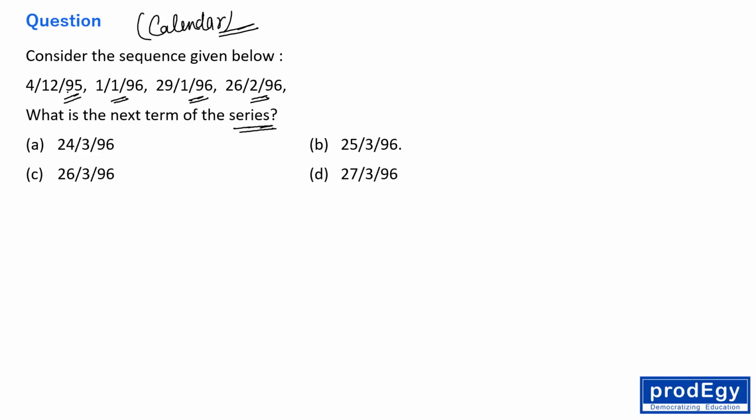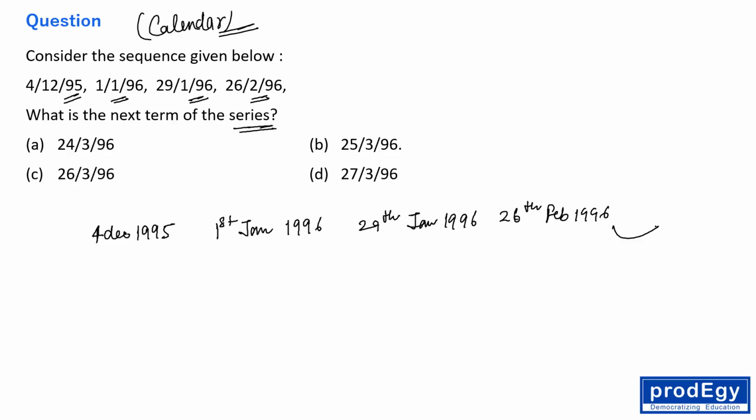This is 4/12/1995, 4th December 1995. This is 1st January 1996. This is 29th January 1996. This is 26th February 1996. So the next term would be what?